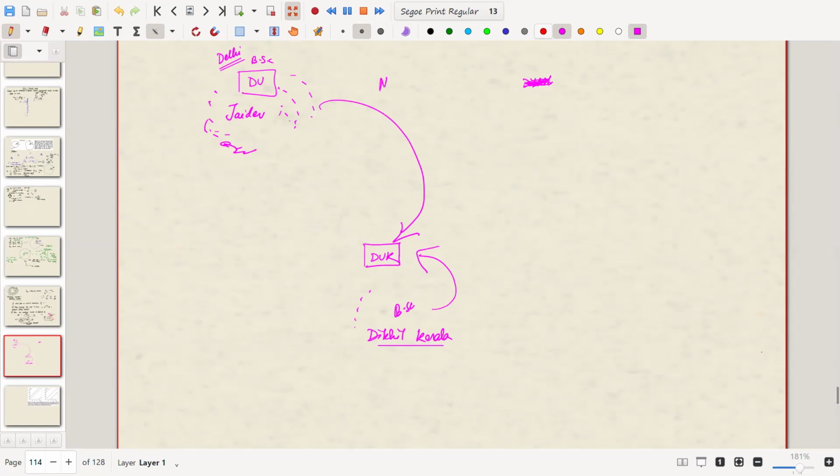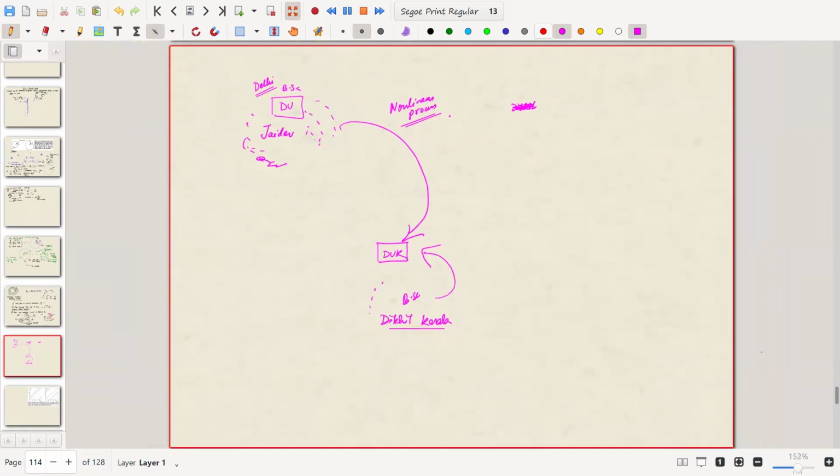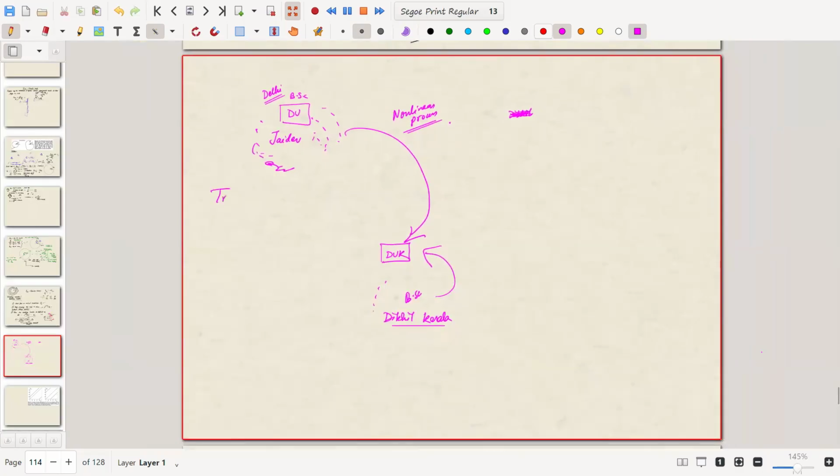Actually, this is a non-linear process, isn't it? How come Dikhil knew that he will meet? How come Jaydev knew that he will meet Dikhil? And did Dikhil know that he will meet Jaydev? No. So that's a completely different scenario. So how do people meet here? Completely non-linear process. So this is just an idea of transients to give to you.